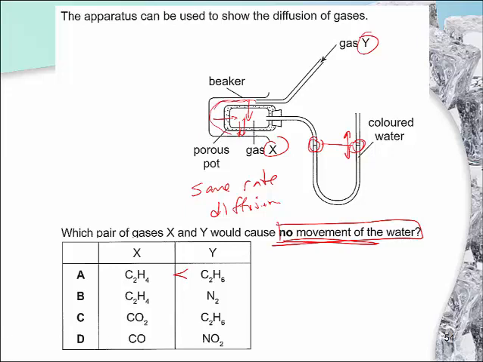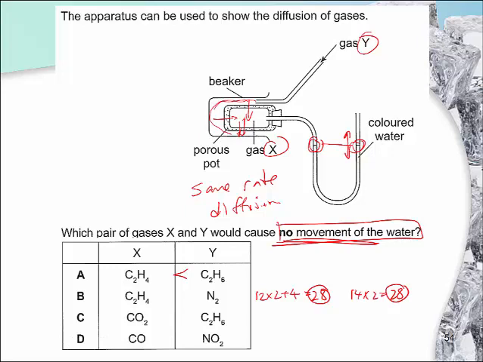How about the second one, C2H4. Carbon is 12, so it's 12 times 2 plus 4. So C2H4 is equal to 28. And N2 is 14 times 2, equal to 28. Now this looks like the answer, 28 for C2H4 and 28 for N2. So therefore they have the same molecular mass and hence they should diffuse at the same rate. And when they diffuse at the same rate in and out of the porous pot, the water level in the U tube should not move.